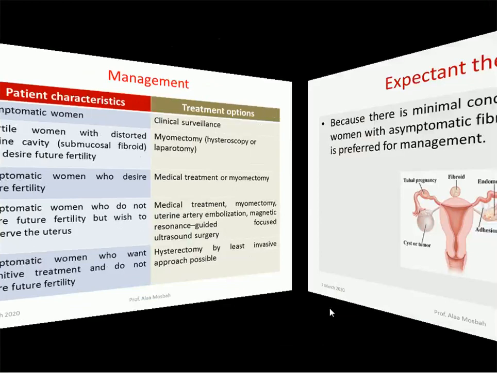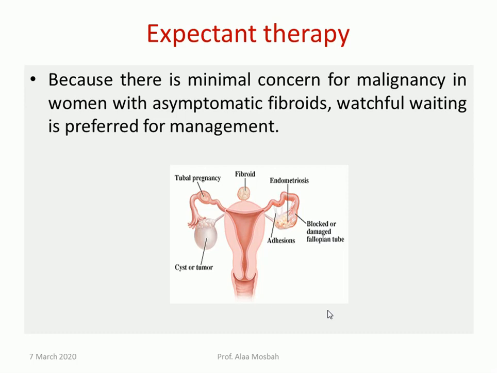The expectant management: there is minimal concern for malignancy in women with asymptomatic fibroid. That's why watchful waiting is preferred for management. Just ask the patient to come for follow-up and do clinical evaluation every 3 to 6 months.